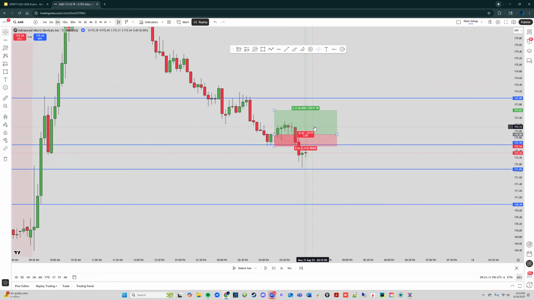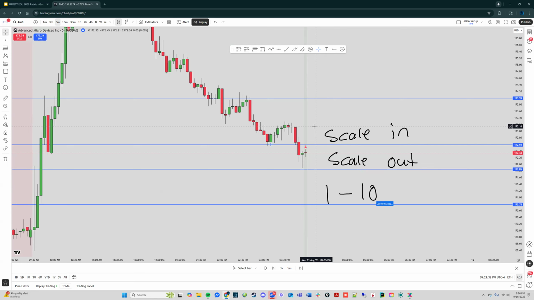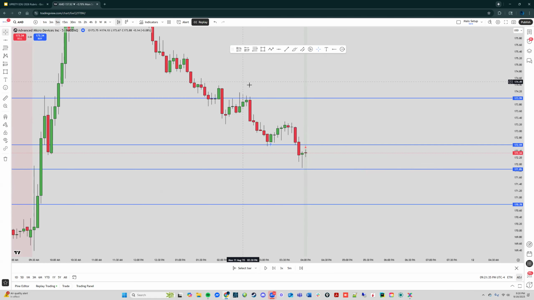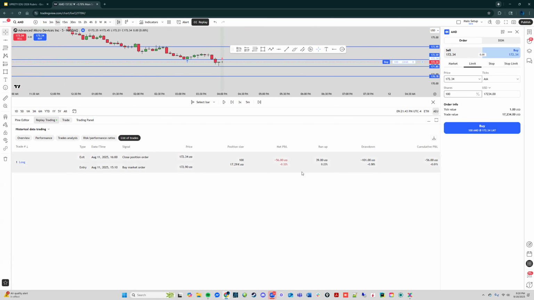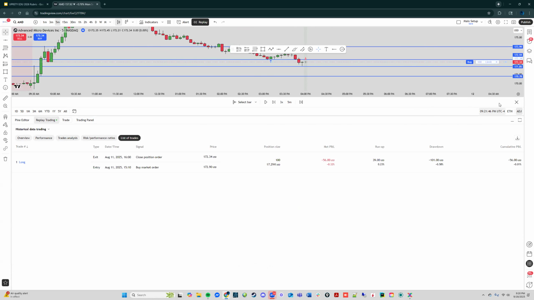Let's keep this going, and now we're going to add a new thing into our trading. This time we are going to scale in and we are going to scale out. So I want you guys to tell me anywhere from 1 contract to 10 contracts whenever we find a setup. So far, if we look at our trades, we've lost 56 bucks. Let's keep going and see what happens.